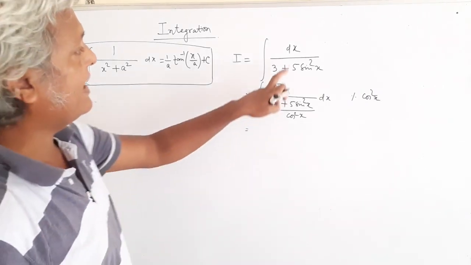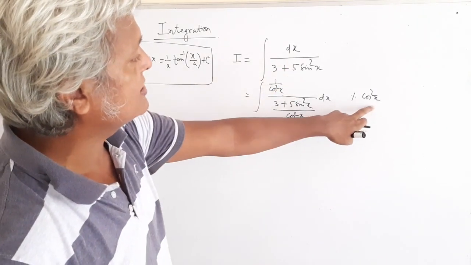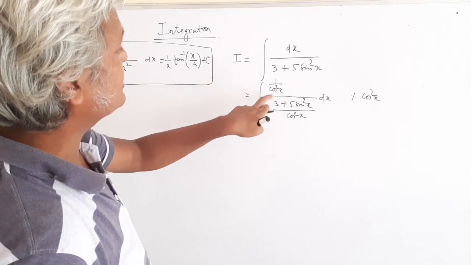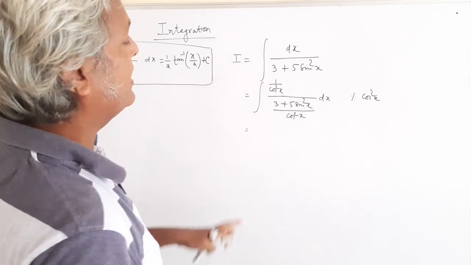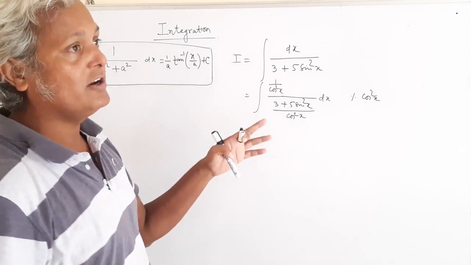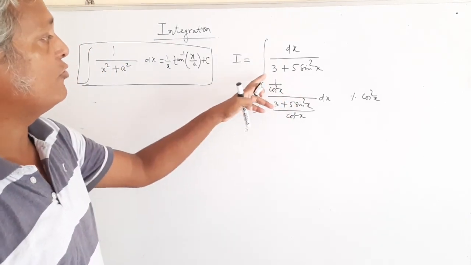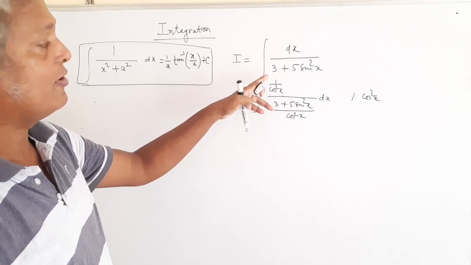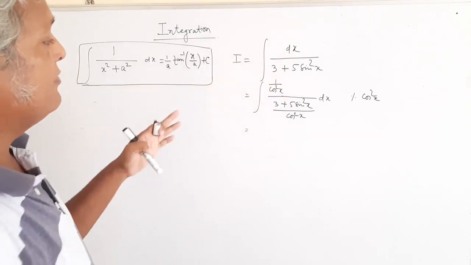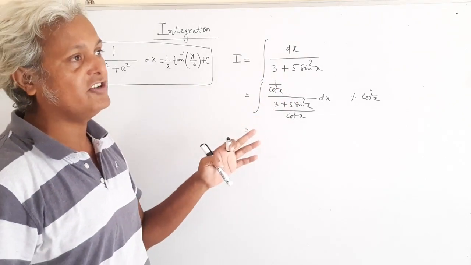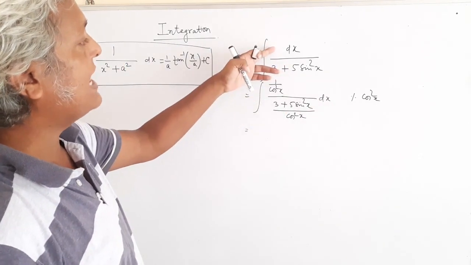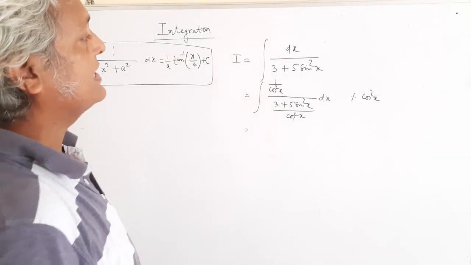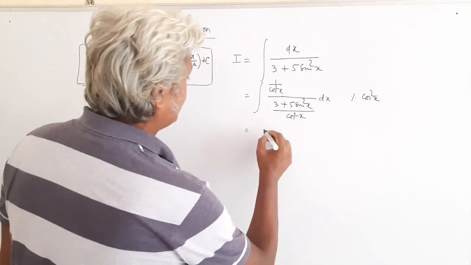Just by dividing the numerator and denominator by cos square x, we'll get 1 over cos square x, that is sec square x, in the numerator, and the denominator will have sec square and tan square. The sec square is already related to tan square, so we can always convert that sec square x into tan square x, and we will find the denominator as a function of tan x. Since if we take tan x as t, then that differentiation will become sec square x. So now here I go.